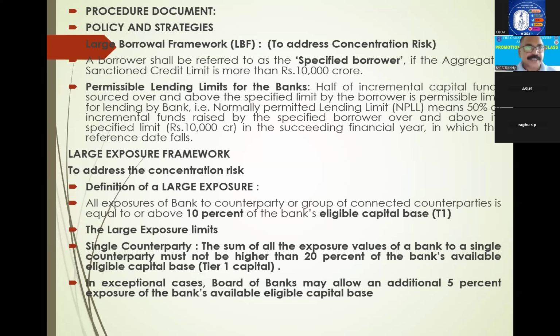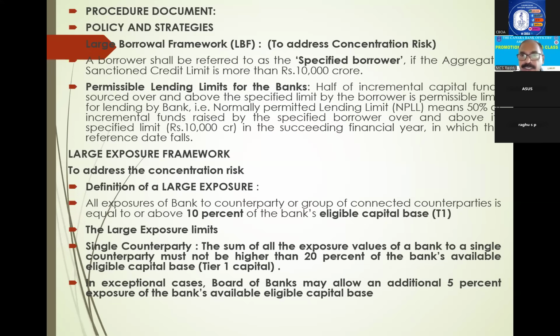Yes, friends. Now we proceed to policy and strategies. First is the large borrowing framework, which is already replaced with our large exposure framework. For understanding purposes, a large borrower means a party enjoying 10,000 crores and above from the banking system. This is to avoid concentration risk. What is concentration risk? If you give more loans to a particular party or group, and that group or party fails, our loan and the bank also will fail. That is why we don't lend all loans to a single group or borrower. We have to spread.